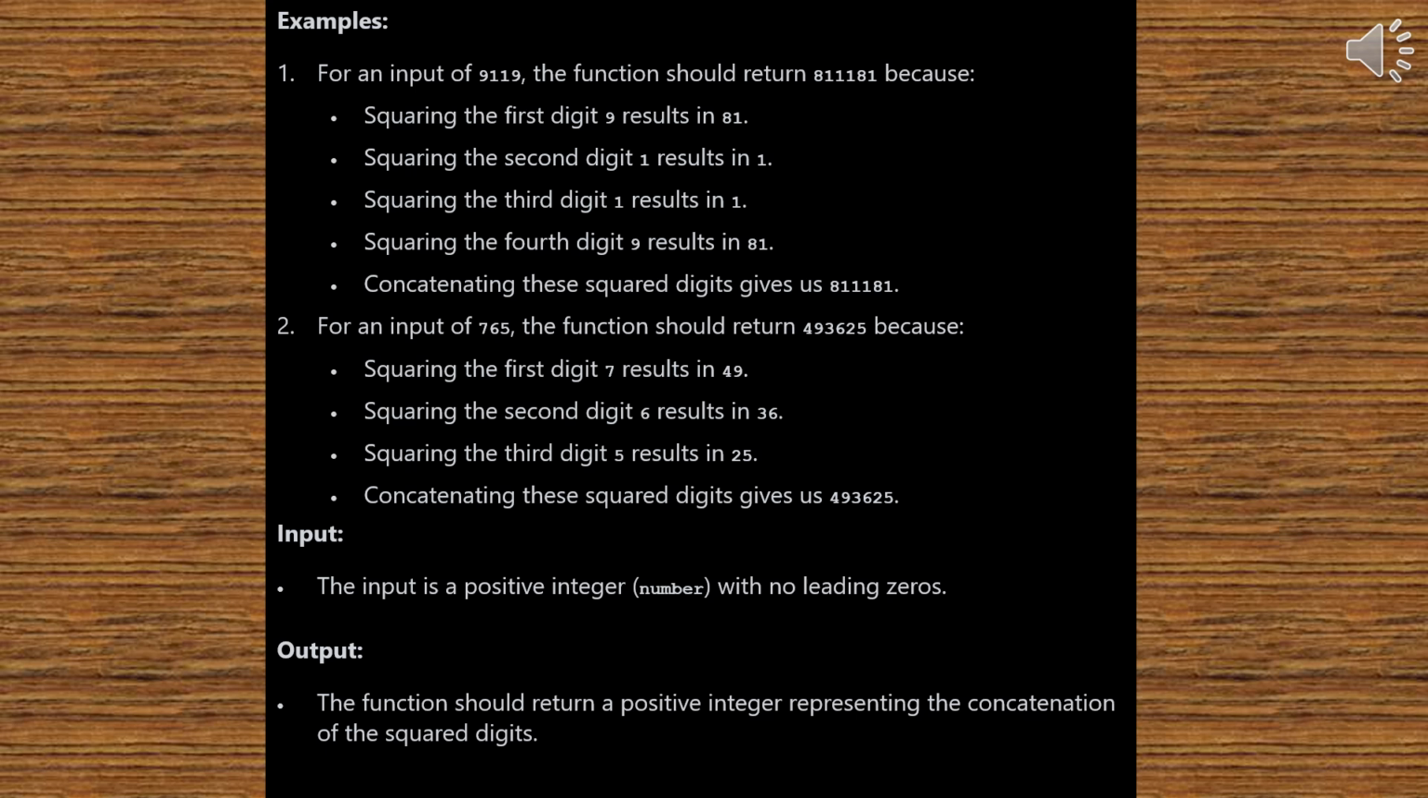The fourth and final digit is 9. Its square is 81. Concatenating these squared digits gives us 811181. Feel free to pause as well as ask questions in the comments section below.